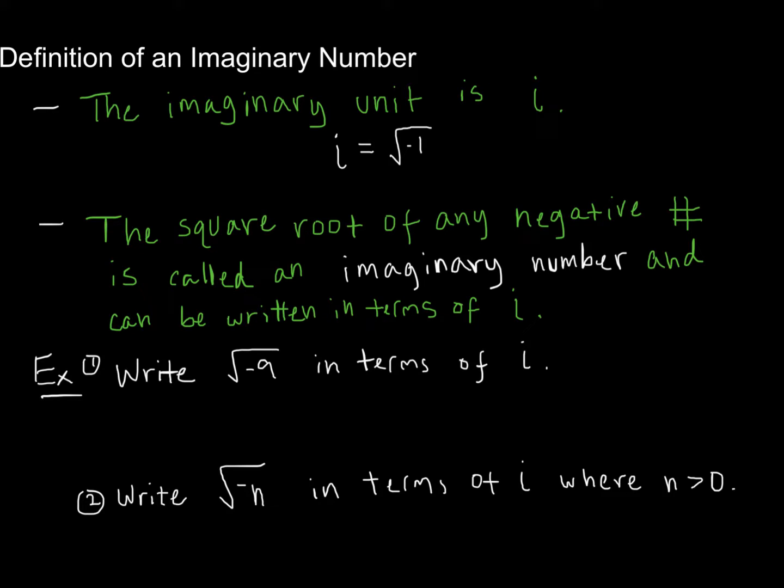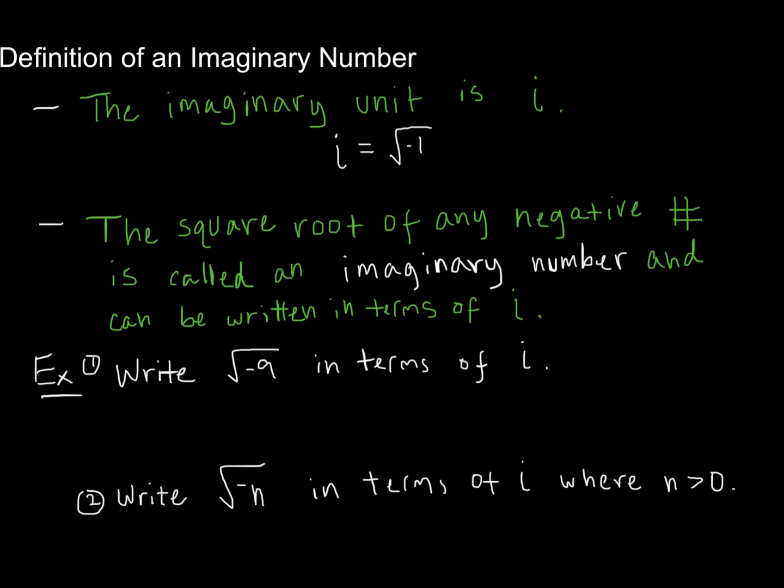An imaginary number doesn't have any real-world meaning. A real number has real-world meaning, right? Positive 1, negative 1.2. Those numbers mean something in a real-world context. An imaginary number is just that. It's imaginary. And it's used to define the square root of any negative number.